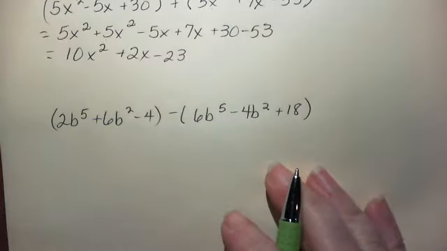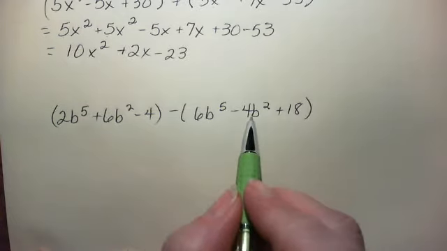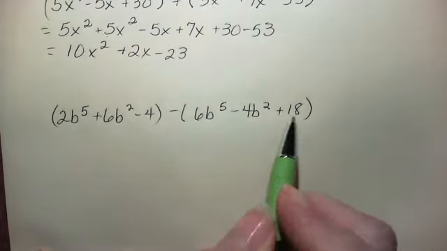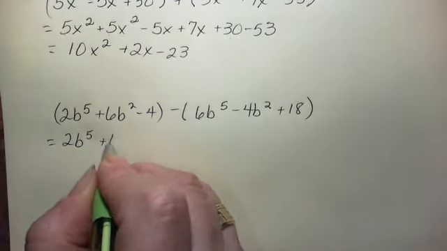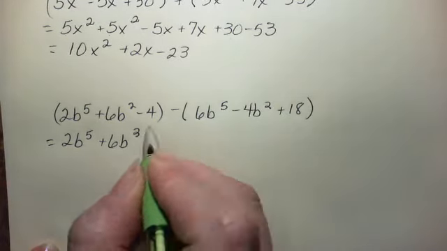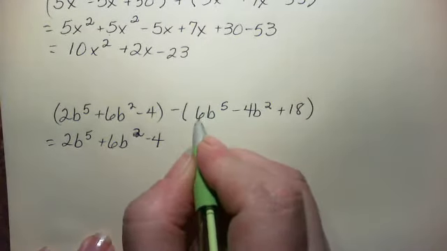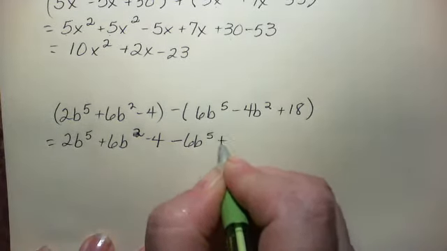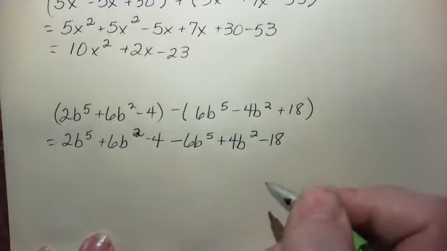Okay? Now, subtracting polynomials, we do have to change the signs of the terms that follow the subtraction. You can think of that as distributing the subtraction. So to drop these parentheses requires no work here, 2b to the 5th plus 6b squared minus 4. We're going to distribute this, so 6b to the 5th becomes negative 6b to the 5th. Negative 4b squared becomes positive 4b squared. Positive 18 becomes negative 18.